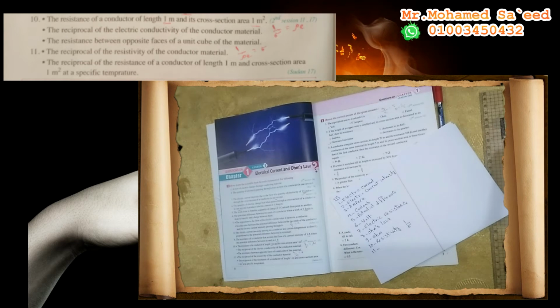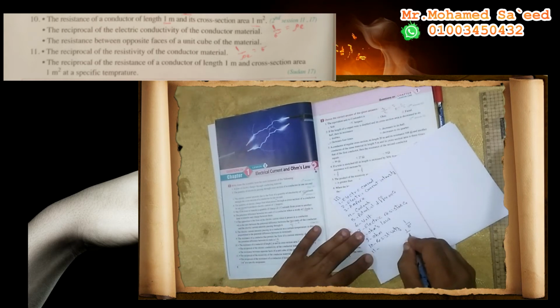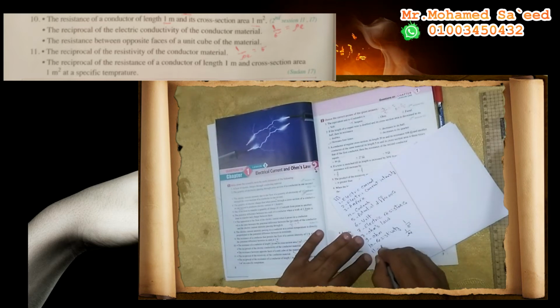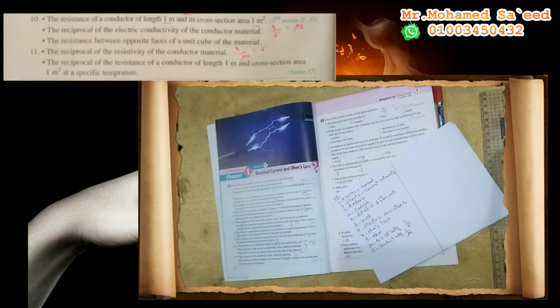Number 11. The reciprocal of the resistivity of the conductor. Reciprocal of resistivity, 1 over rho E, which means conductivity: electric conductivity.